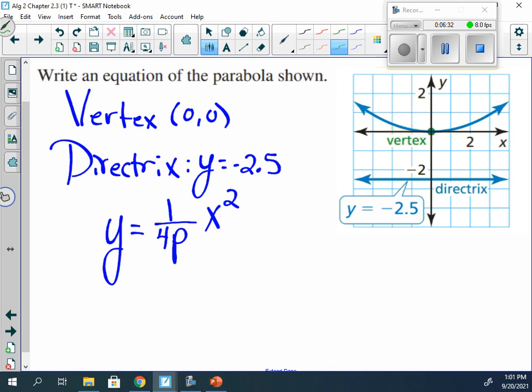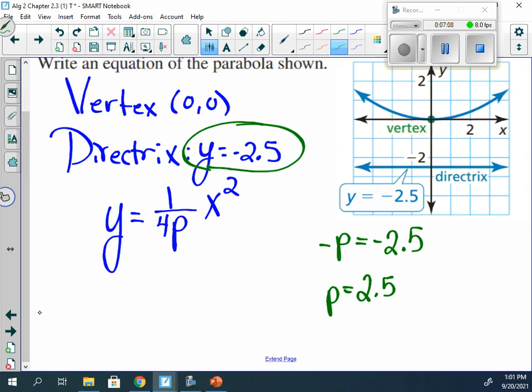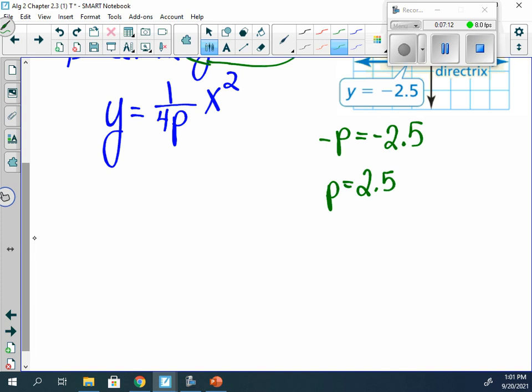So this again tells us that this is our y equals 1 over 4p form. We know that the directrix is y equals negative p in the general form. Here we have negative 2.5, because they told us y equals negative 2.5 for the directrix. So our negative p is equal to negative 2.5, or p is equal to 2.5. At this point, we have to plug it back in. So we get y is equal to 1 over 4 times 2.5 times x squared.